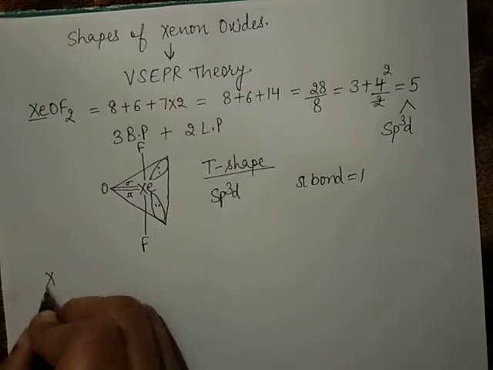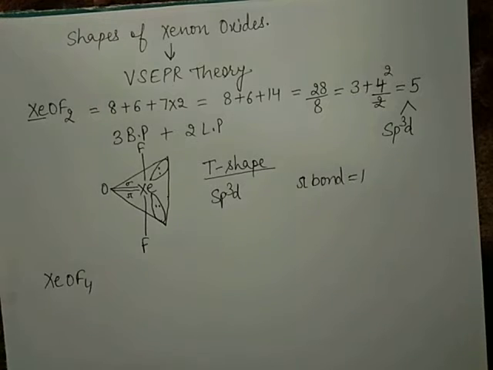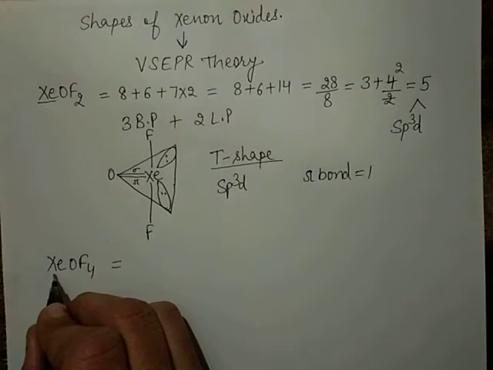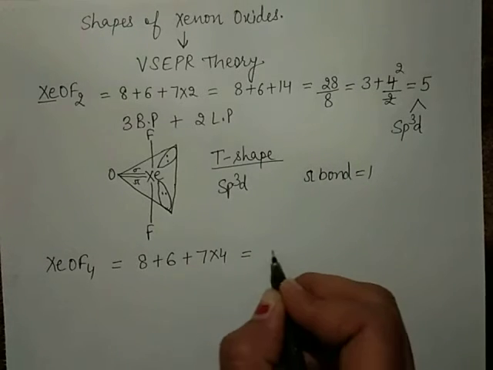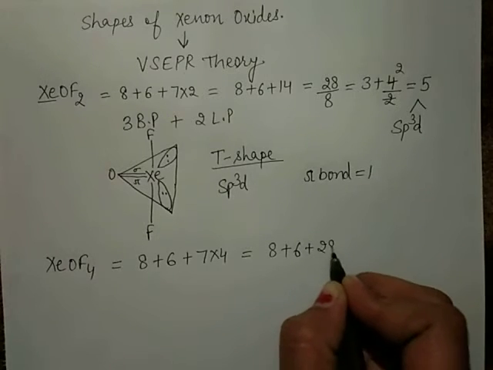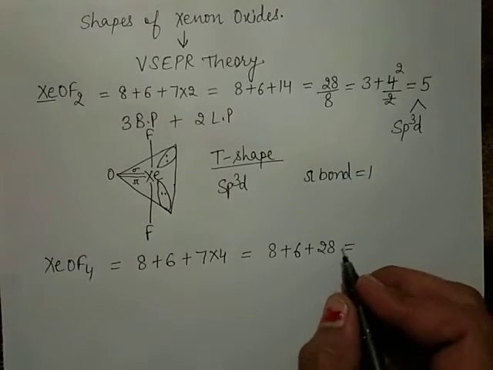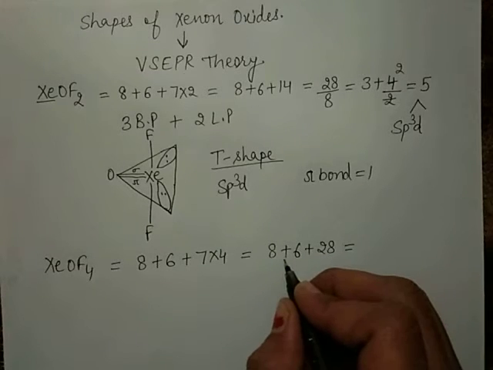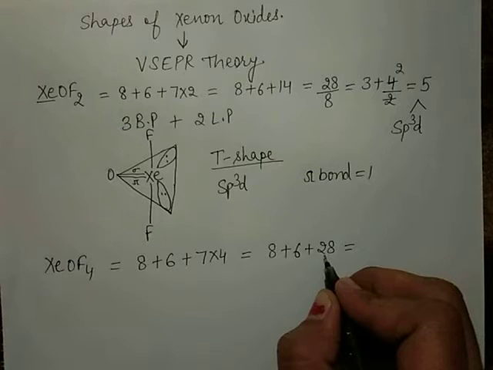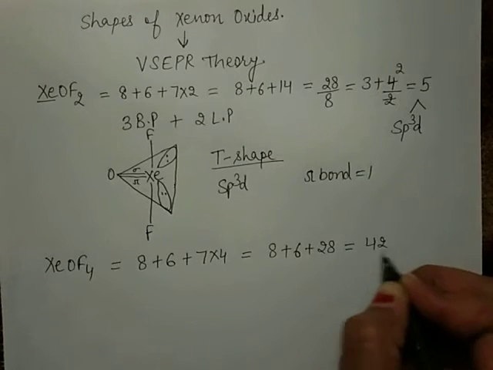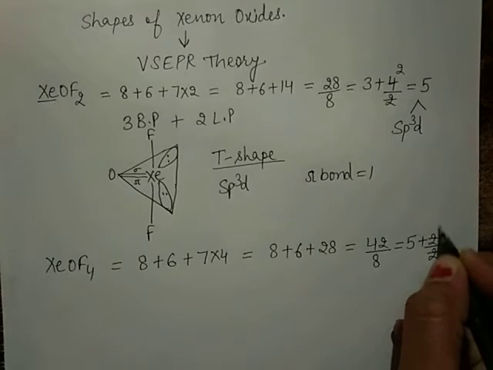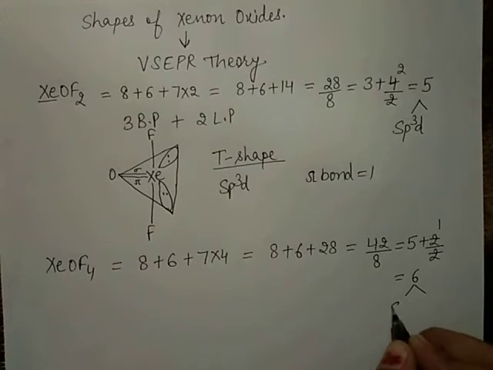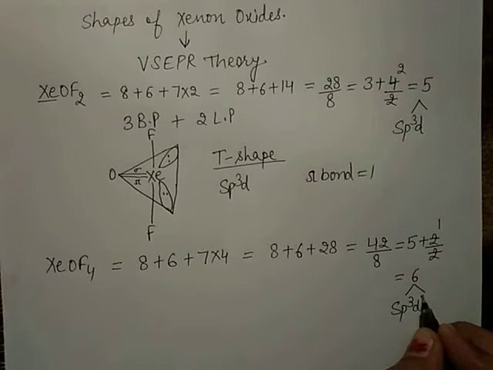Now next, second, XeOF4. How many valence electrons in xenon? 8. Oxygen 6 plus fluorine 7 times 4 is 28. So 8 plus 6 plus 28 is 42. 42 by 8 gives 5, plus remainder 2 by 2 is 1. Total is 6. 6 means this is sp3d2 hybridization.